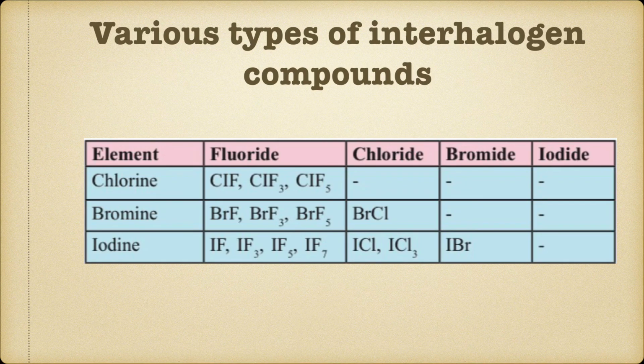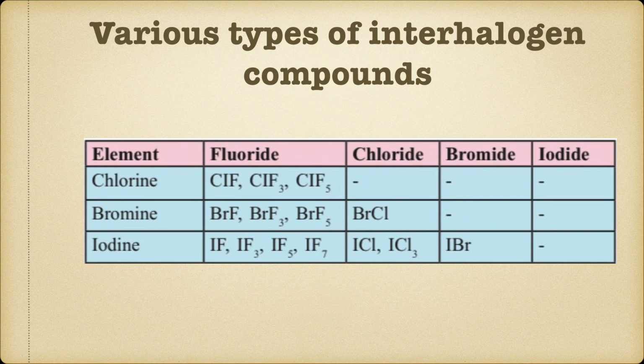As you know, fluorine is the most electronegative atom in the whole periodic table. So fluorine can form interhalogen compounds with all the other halogens like chlorine, bromine and iodine. First we will see the examples of fluorides. First, fluorides of chlorine: ClF, ClF3 and ClF5. They are called chlorine monofluoride, chlorine trifluoride and chlorine pentafluoride.